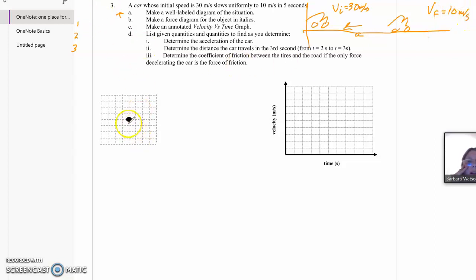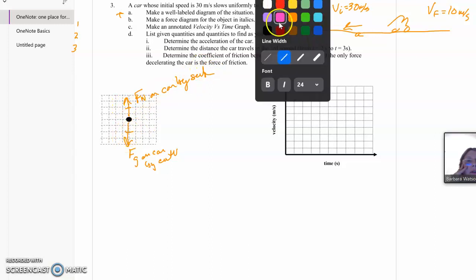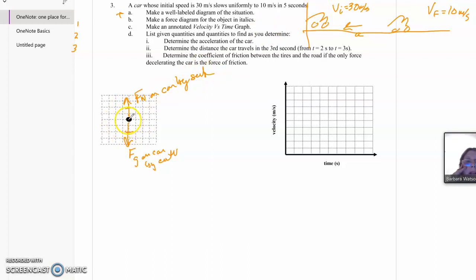Okay, good enough. Free body diagram, no reason to think that it's not balanced in the Y. Force gravity on car by earth. Force normal on car by surface. Those are balanced. I'll use congruency marks to show that. In this case, I could say certainly something's slowing it. I'm going to say there's a force friction. It could be a braking force.